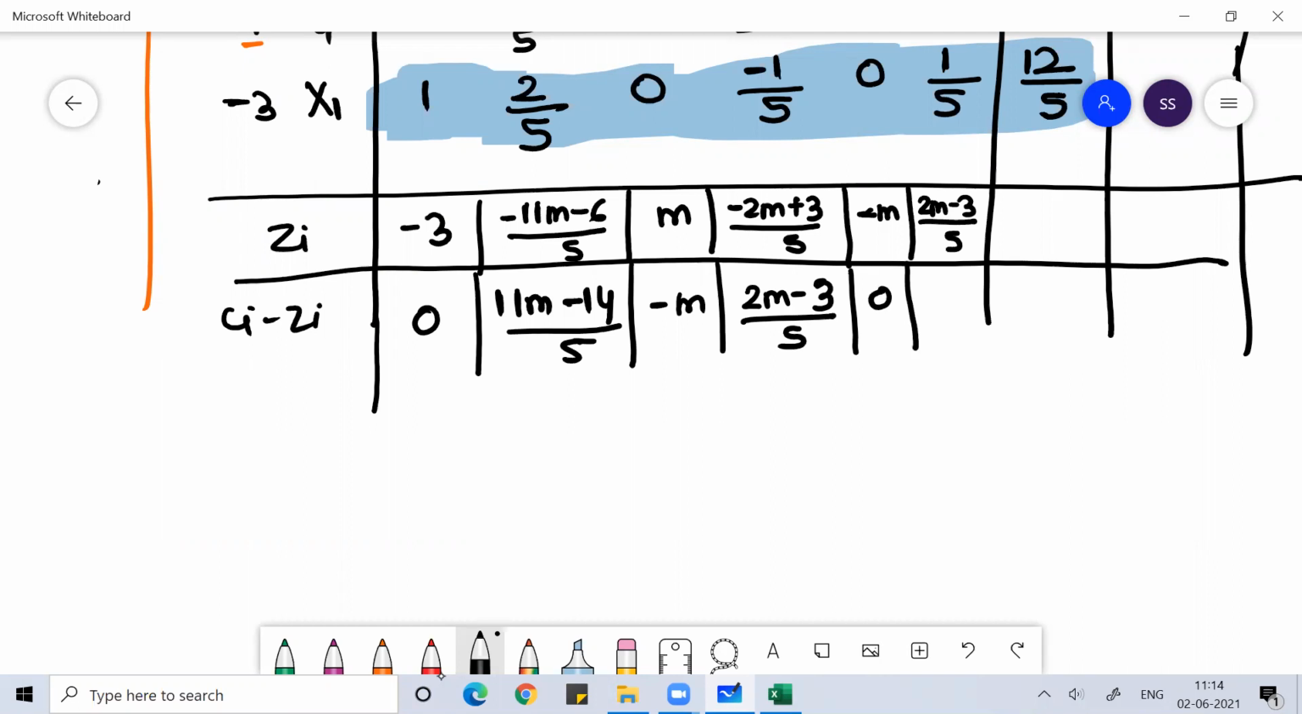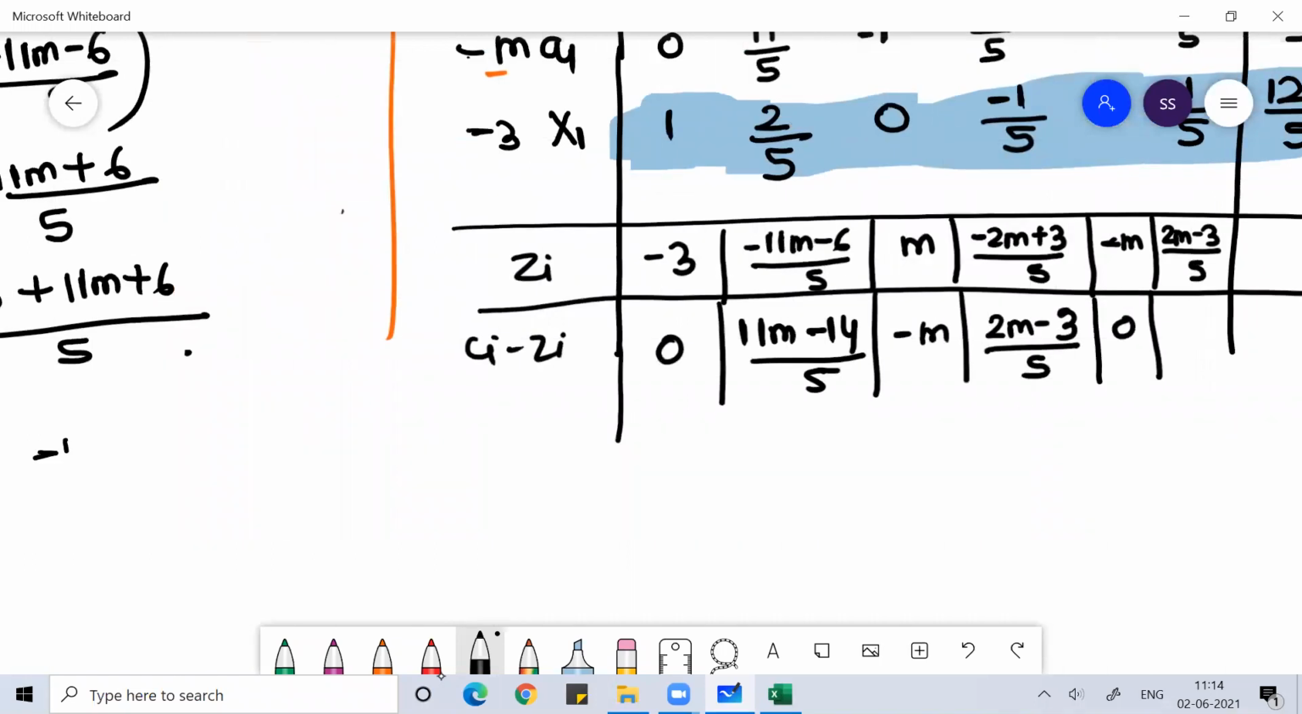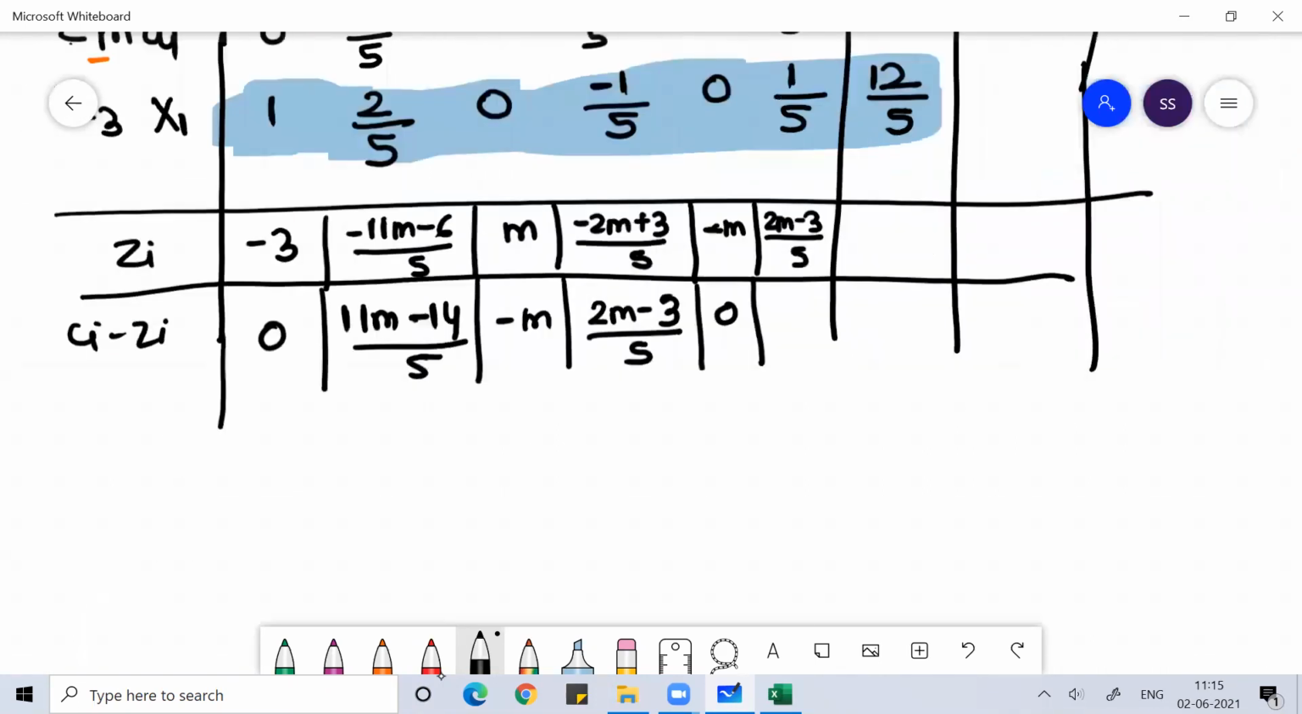This would be 0. Then this would not be so relevant, but I'm doing minus m minus of 2m minus 3 by 5. This would be minus 5m minus 2m plus 3 by 5. This is minus 7m plus 3 by 5.